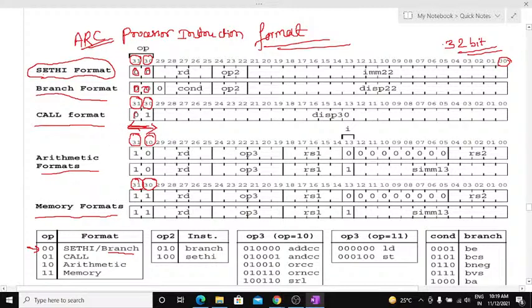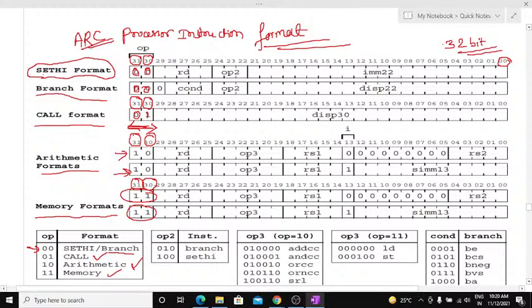If the 2 bits are 01, then it is a call instruction type. Then 10 is arithmetic. Arithmetic means addition, subtraction, multiplication, any type of arithmetic instruction. Then memory-related instructions are 11.